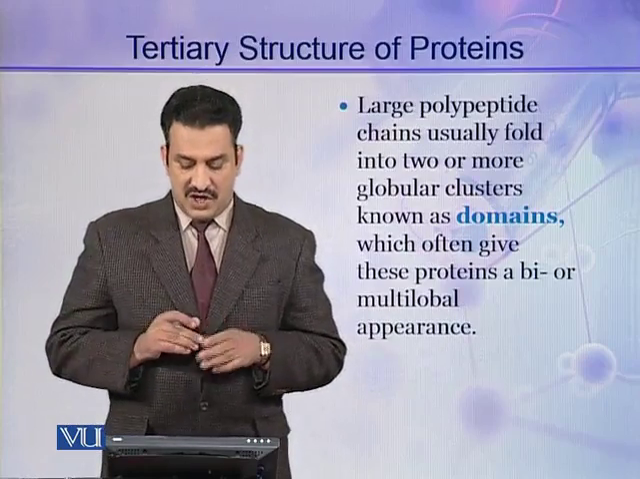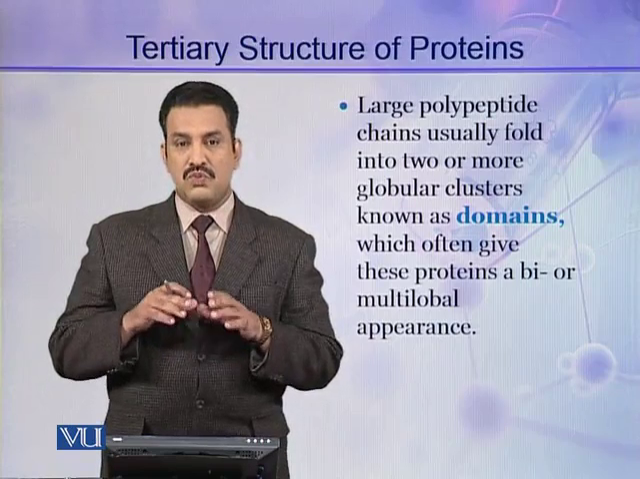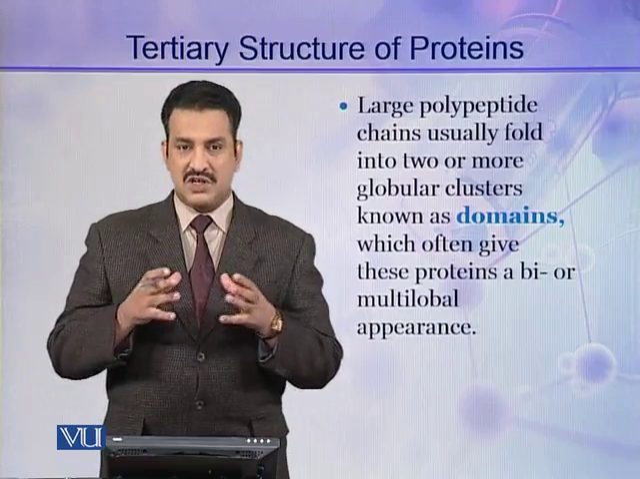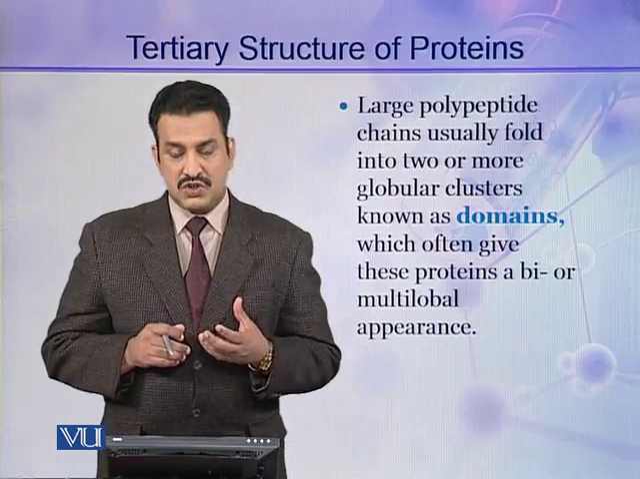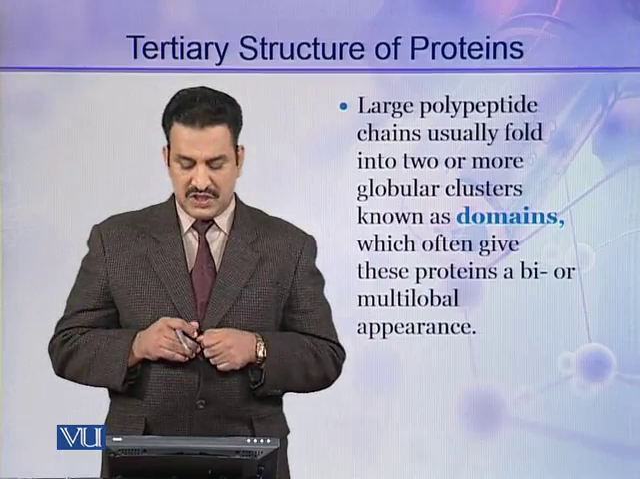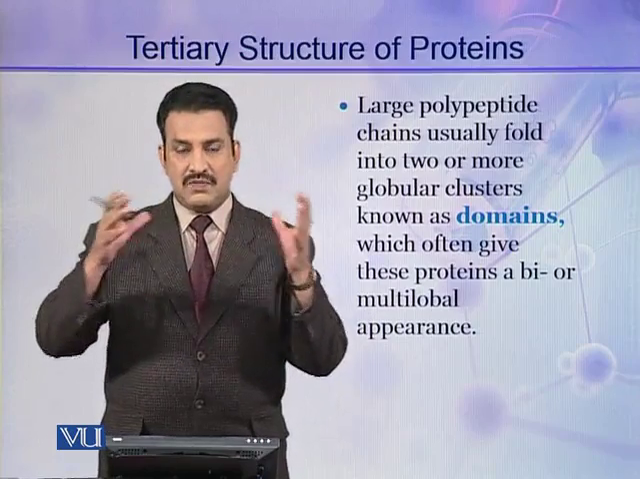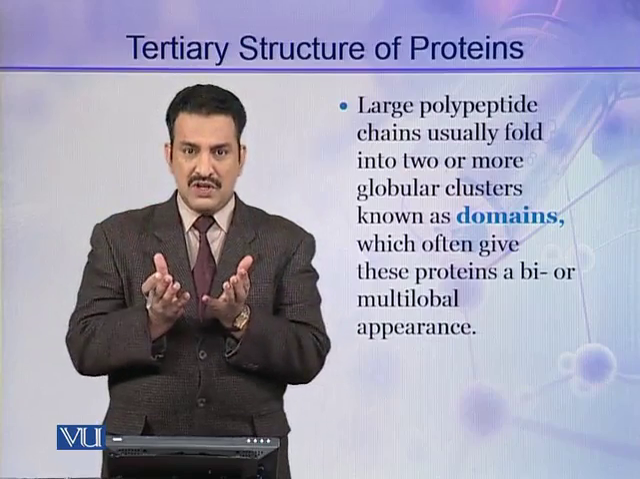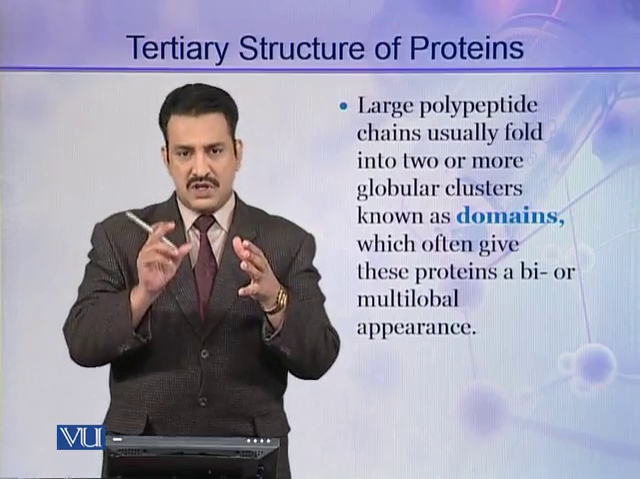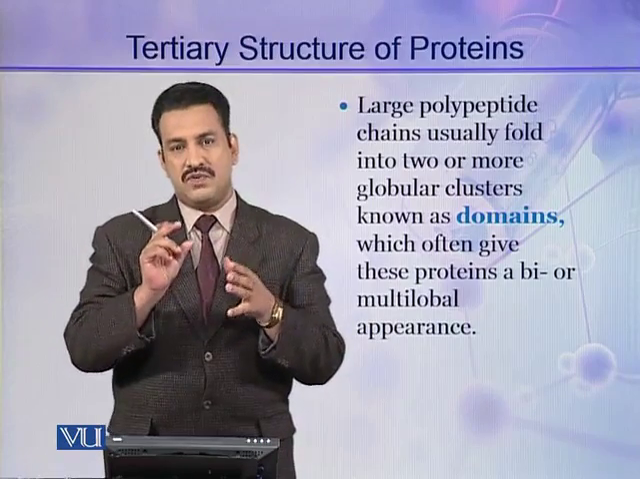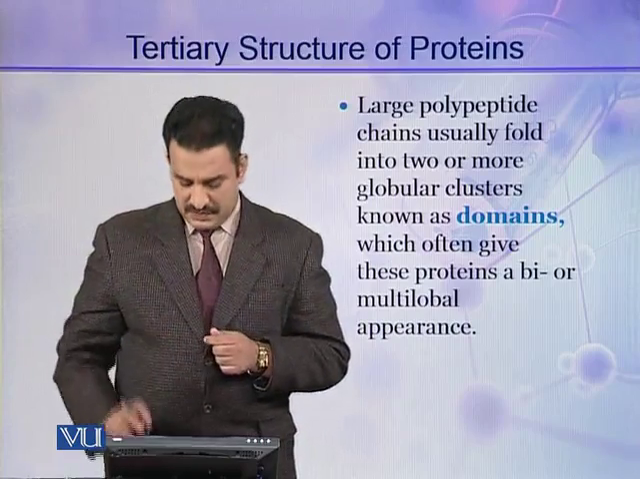Some very large polypeptide chains usually fold into two or more globular clusters, and these clusters are called domains. The presence of these domains often gives these proteins a bilobal or multilobal appearance. So there is a fully folded protein molecule, and in this molecule there may be two or more smaller clusters of polypeptide chains, and these smaller clusters are called domains.